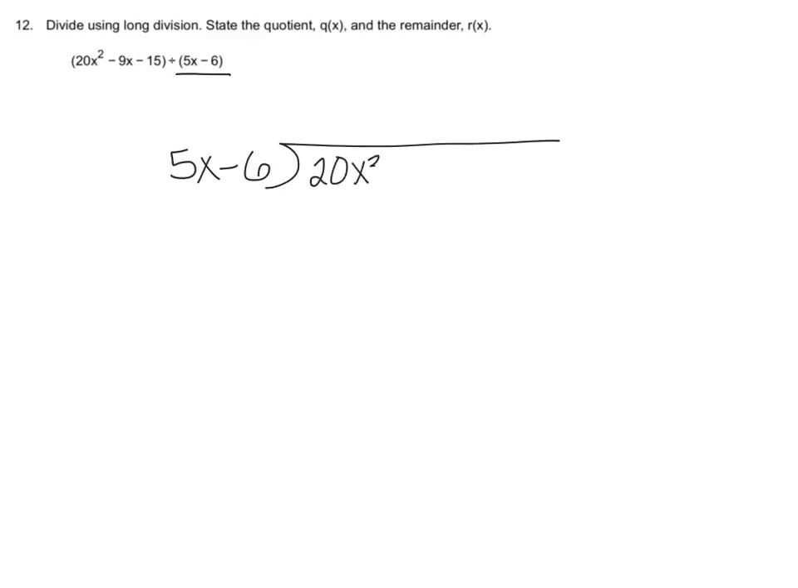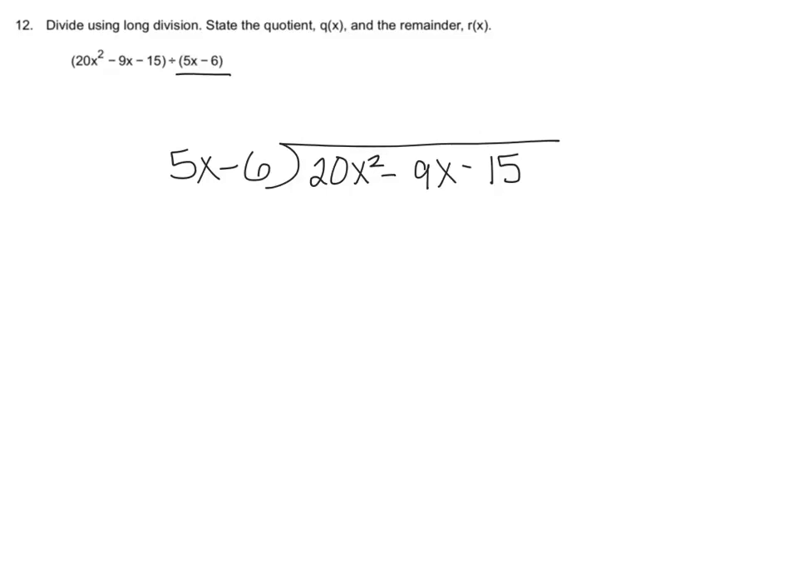When writing your long division dividend, make sure that the exponents decrease by 1. If the exponents do not decrease by 1, you need to add a placeholder. In this case, we have a 2 on the x, and then we have a 1 on the x, and then we have a constant. So we don't need to add any placeholders.